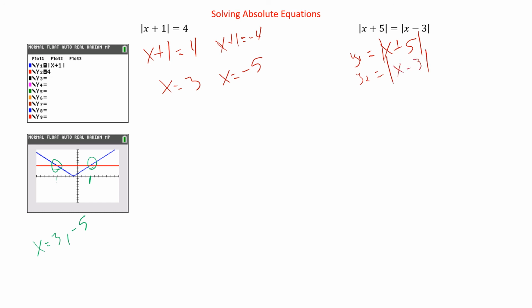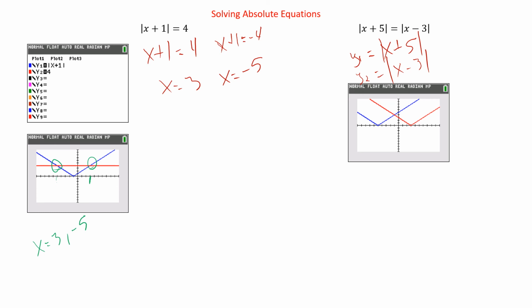And we graph that, and we get that graph, and we're looking for where they intersect. These two will only intersect in this one place, at x equals negative 1. Now it's always a good idea to plug it in, see if it makes sense. Negative 1 plus 5 is 4, absolute value is 4. Negative 1 minus 3 is negative 4, absolute value is 4. This checks out. And that's the only place, you can see that these are going to be parallel, so they won't intersect again.